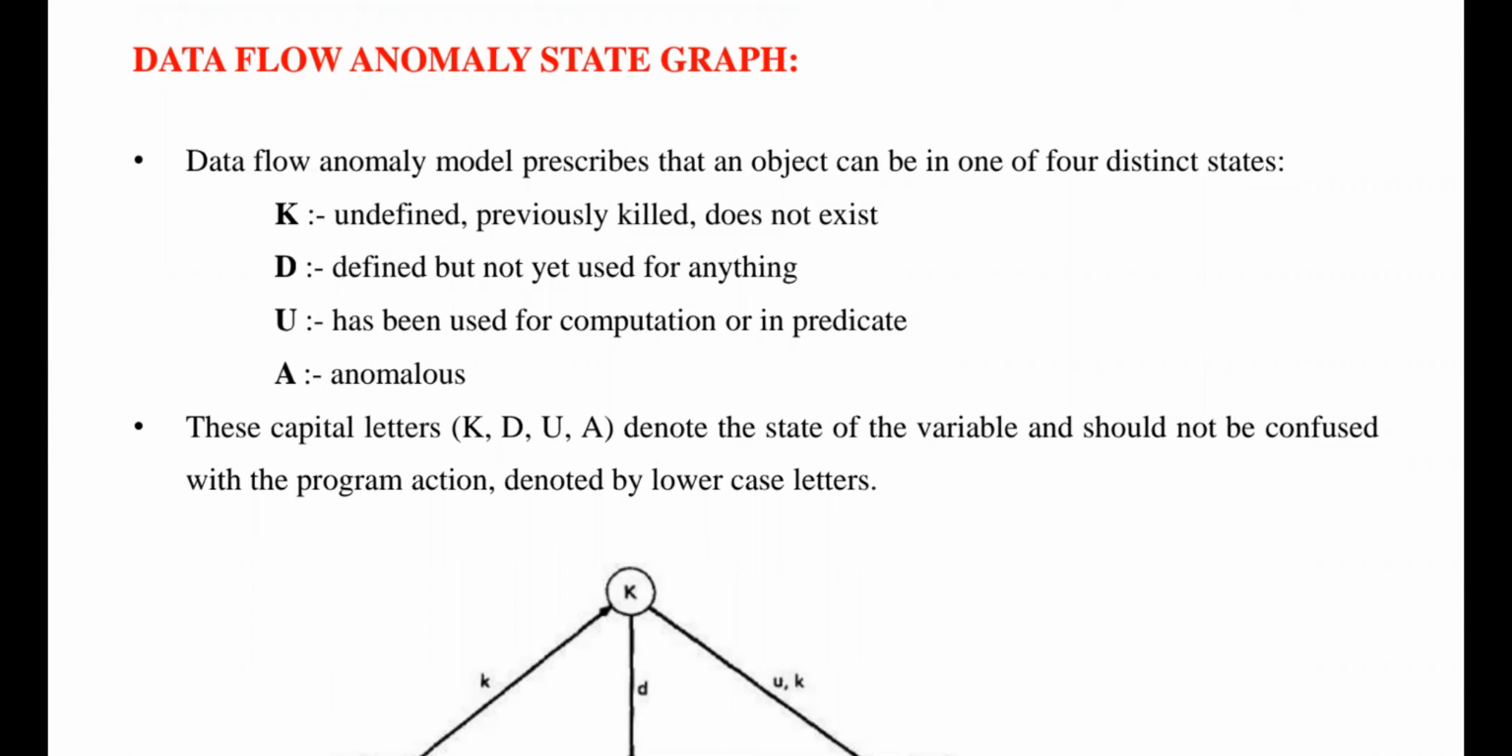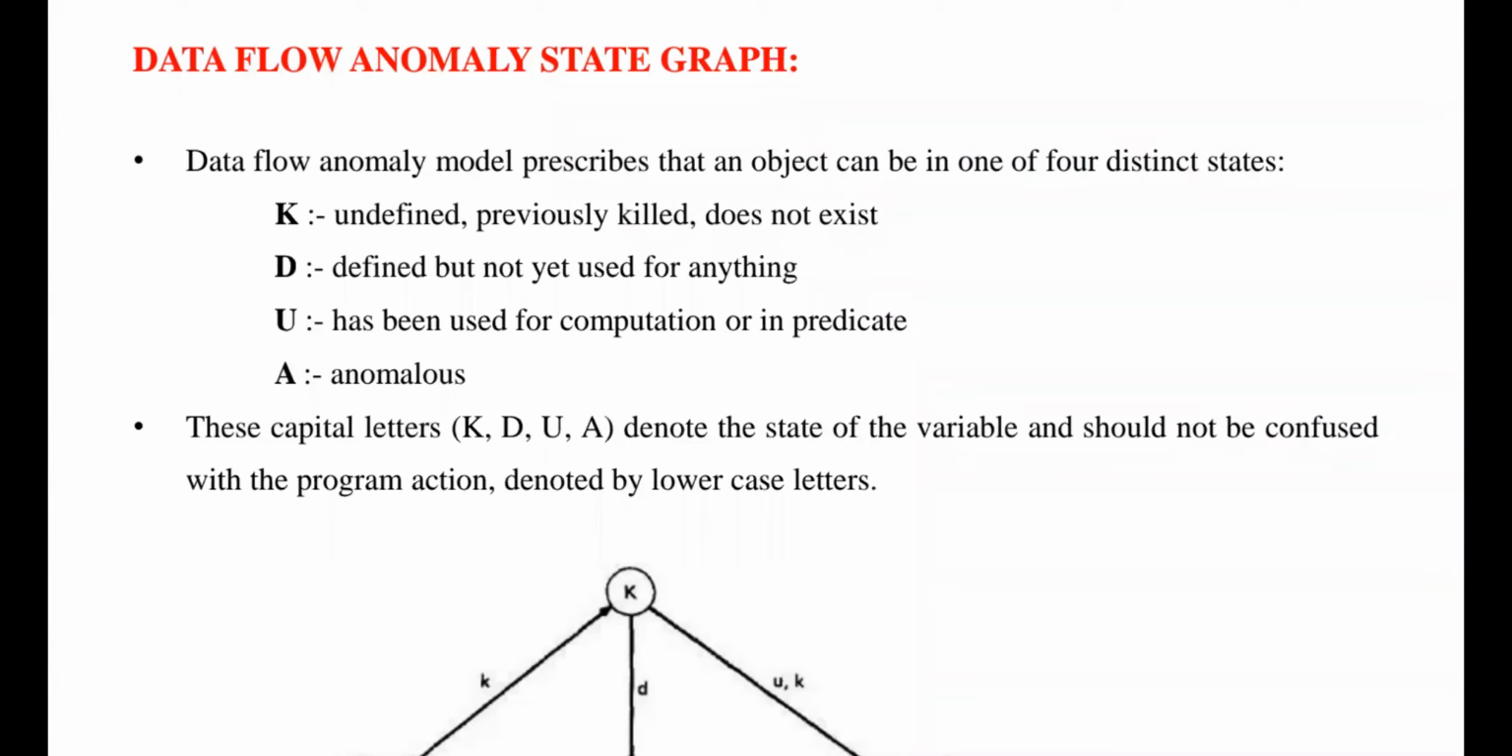K means undefined, previously killed, does not exist. So previously the data is killed and there is no data. That is called kill resist. Whenever you go to kill, the process will be stopped there. No working state will be executed. Next, D is defined but not yet used for anything. When the data flow goes to the D state, that means a particular data object is defined. That is called the defined state.